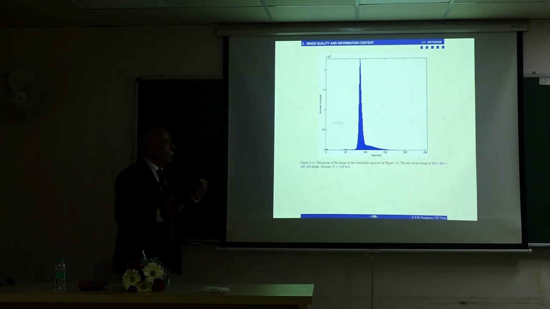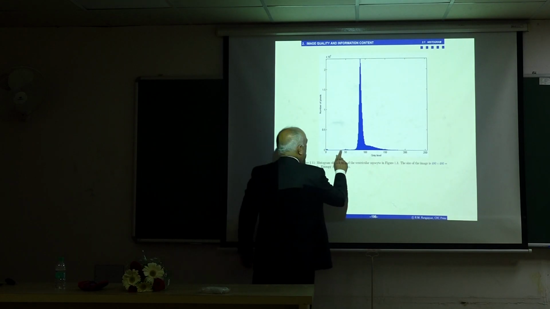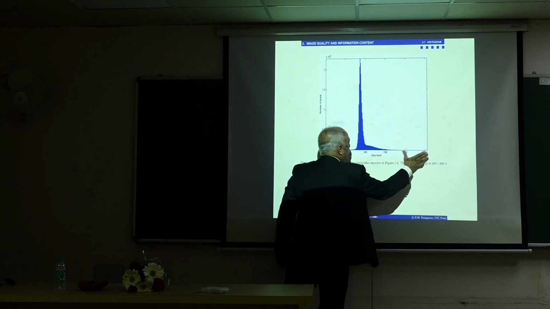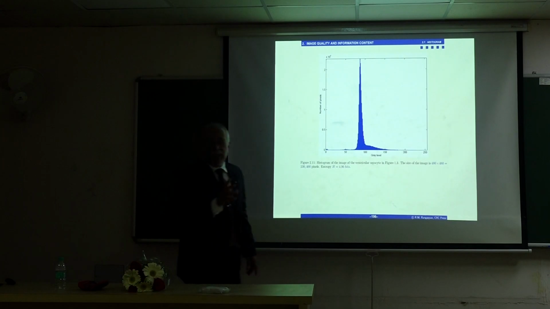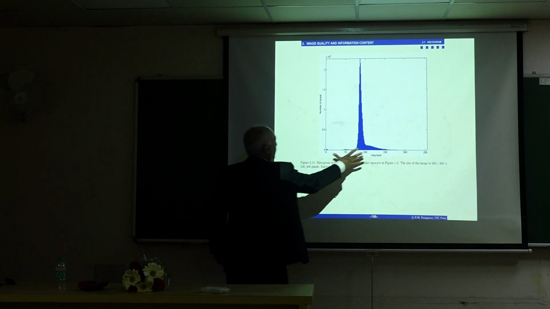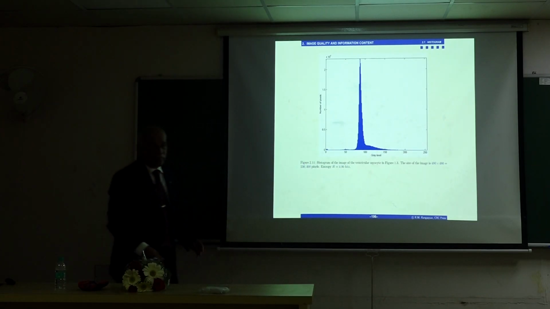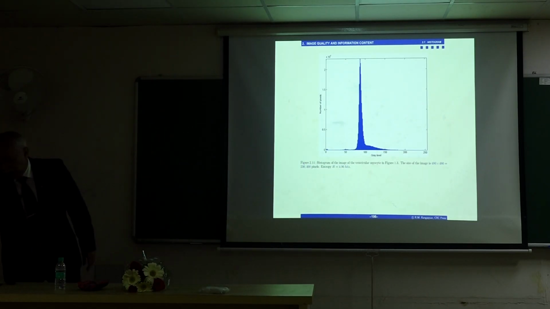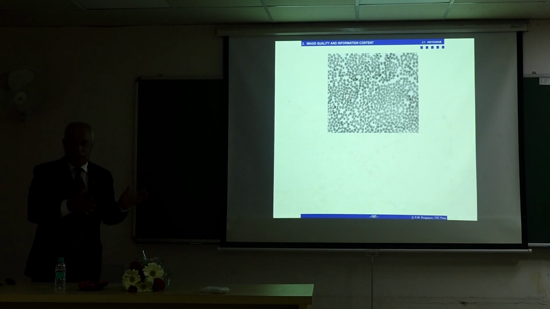neurosciences. You can see that the probability of occurrence of all these values is very low, and bright values are almost not existent. The image is very dark. So this is where the real information lies. So the histogram tells you about that. Are you using the range properly or not?